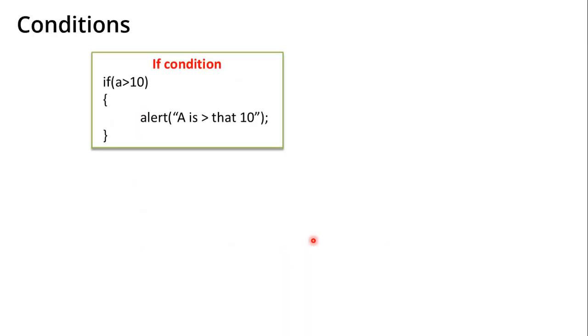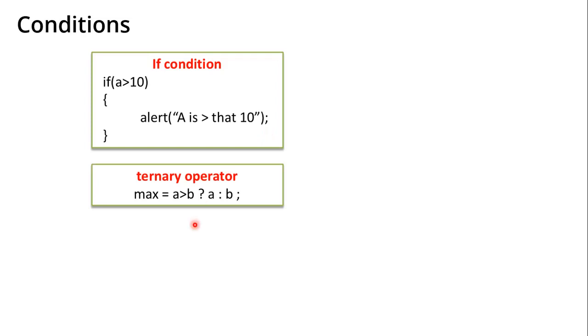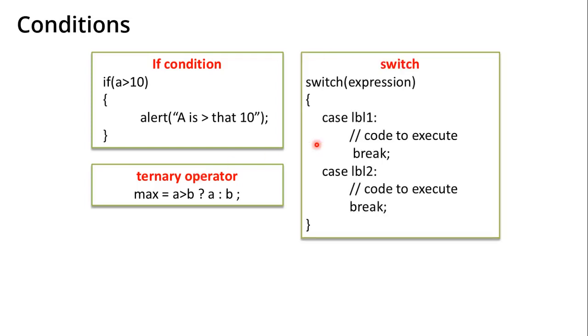Next is conditions. So if condition, if a greater than 10, then we have to write alert a is greater than 10. Okay, ternary operator: maximum equals a greater than b, question mark a, colon b. So if a is greater than b, then the output is a, otherwise, if the a greater than b condition is false, then b will be your output. That is the ternary operator you already know in the C language. Switch case: here we have to provide the expression. We have a case, so case 1, case 2, code to execute, here we have to write the code and break. Okay, these syntaxes are all known by you.